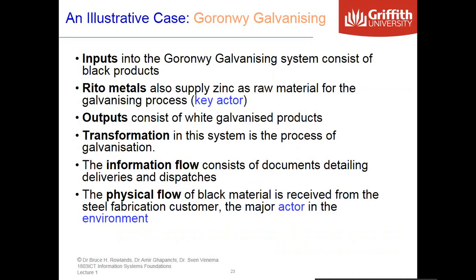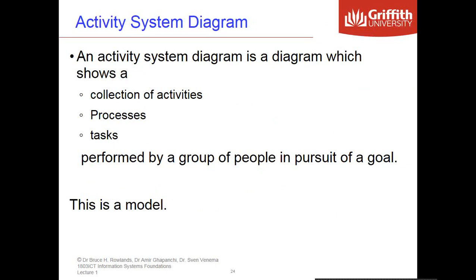Okay. So an activity system diagram is a diagram that shows a collection of activities, processes and tasks, and those things are performed by a group of people in pursuit of a goal. This sounds like the human activity system, right? We're kind of modeling what's going on here. So that's a model. Have you heard of models before? Sure. Do we use them fairly frequently? Yep, they're really powerful things, actually. So a model, and modeling is something that you'll use quite a lot in this kind of environment.